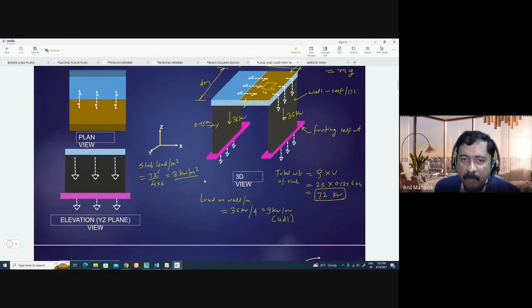Second method is, can you calculate slab load per square meter by any other method? Slab load is equal to thickness into density. Okay, directly we can calculate. So what is the thickness of the slab? 0.12 meters into density is 25. So this comes out to be 3 kilonewton per meter square. Is everyone understanding? So if you want load in per square meter, just multiply with the thickness. That's it. Okay, for slabs.